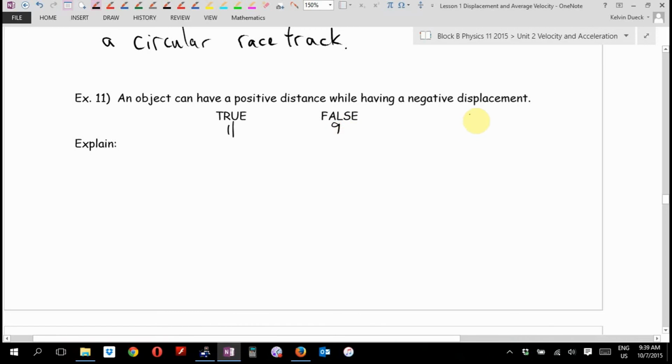Once again, convince me. Attack someone else or defend your own. Give me an example. How can you have a positive distance while having a negative displacement, or convince me that you can't? Yeah. You run around the circular racetrack and stop before the start line.